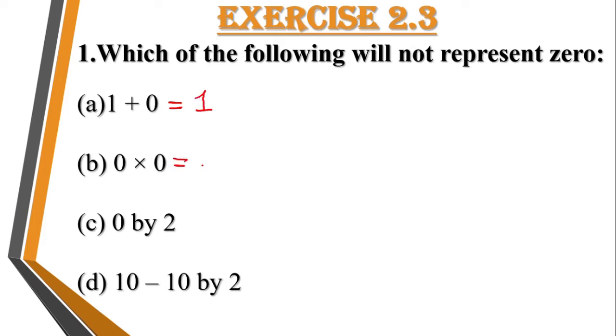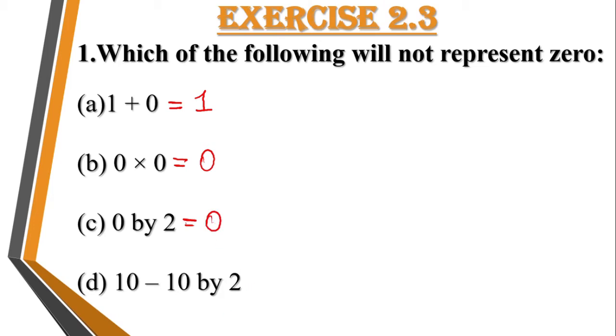And 0 into 0 is 0, right? And 0 by 2 means 0 divided by 2, right? Any number divided by 0 is not defined, but 0 divided by any number is possible, and 0 divided by any number is 0 itself. And here 0 divided by 2 is 0, right? So we can say 0 by 2 is 0.